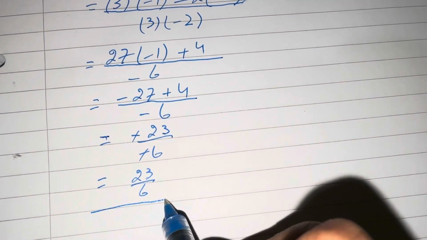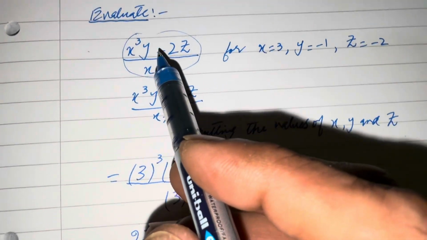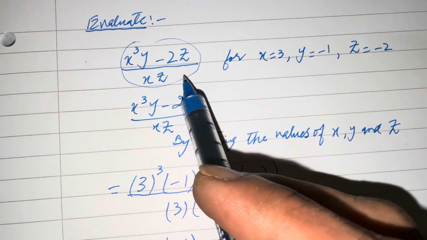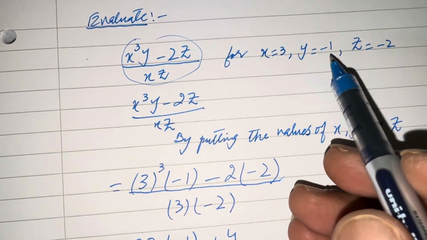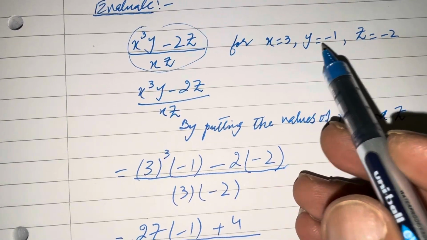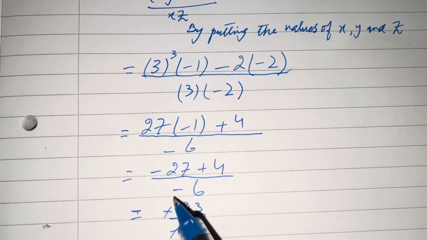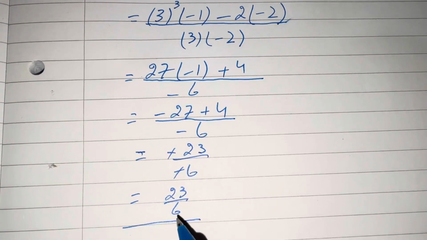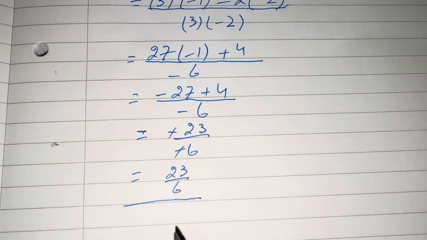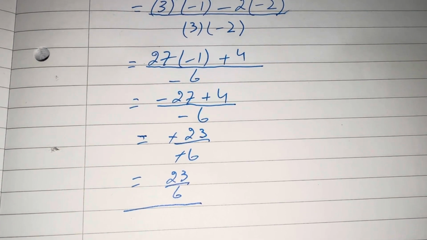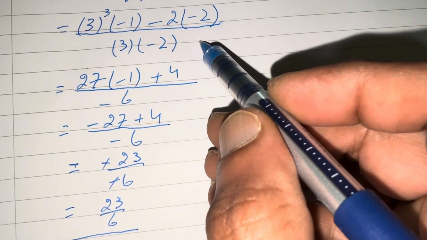6. So that's the evaluation of this expression when the values of x, y, and z are given. So we put the values of x, y, z in this expression, and then that's the process. We have simplified, and after simplification we got the answer 23 divided by 6. Let's see one more example similar to this question.